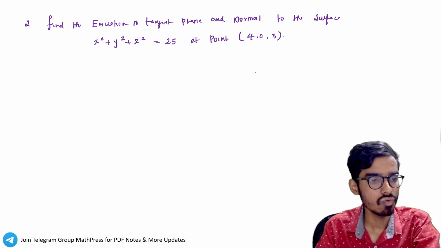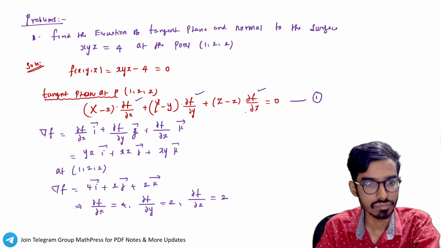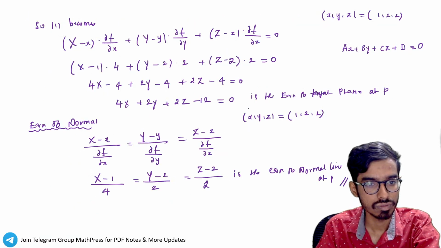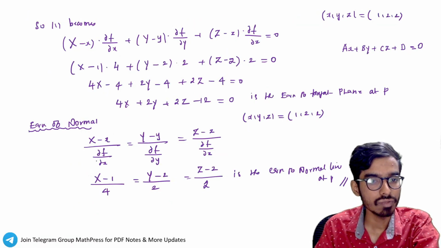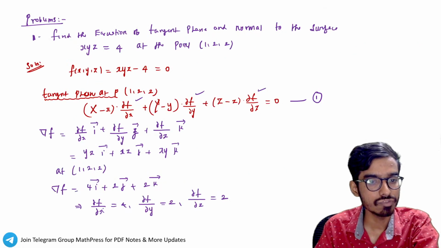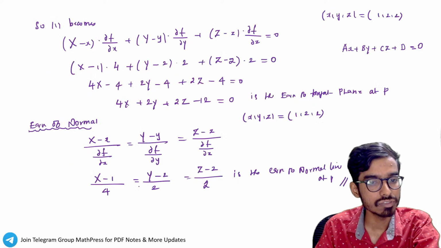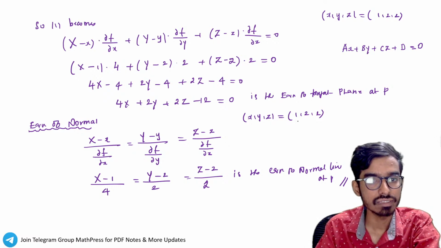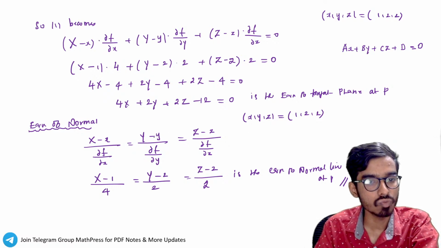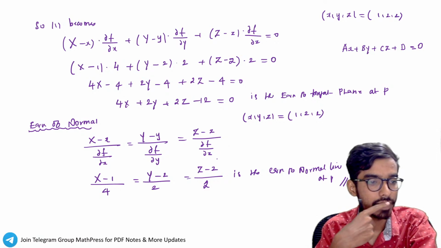How did that 4 come? Where is the 4? This is dou f by dou x. So dou f by dou x is 4, dou f by dou y is 2, dou f by dou z is 2. So here we have 4, 2, 2. And small x, small y, small z is 1, 2, 2. So small x is 1, small y is 2, small z is 2. Is it clear? Priyanka.